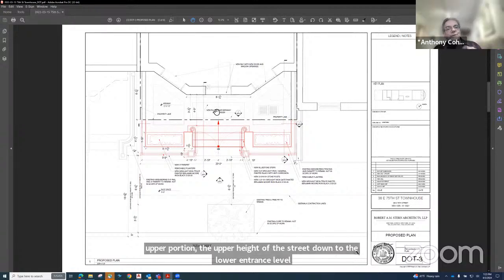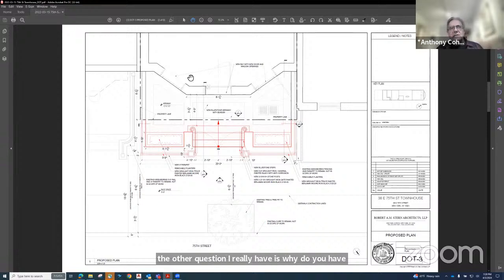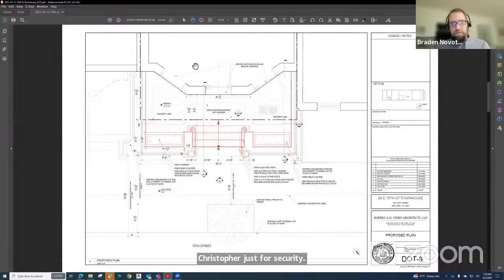Yes, but you created the bay that puts the front door another 3 feet more or less closer to the property line. Correct. That is a sort of self-inflicted problem. But anyway, the other question I really have is, why do you have gates at all? Gates are just for security, strictly. This was a request from the clients, and we just worked it into the design, basically to allow for some security between the street and the front door.